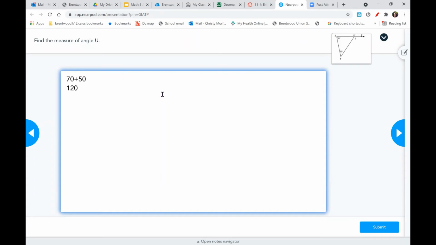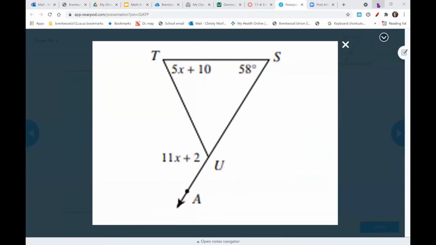I'm going to wait because maybe some people need to copy me. 70 plus 50 is your work. 120 is your answer. Then hit submit. Here is your next problem. I don't see where there's a name of the slide that we're on, so I can't tell you what slide that we're on. I know that we're near the end though.